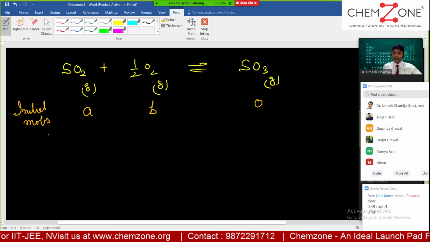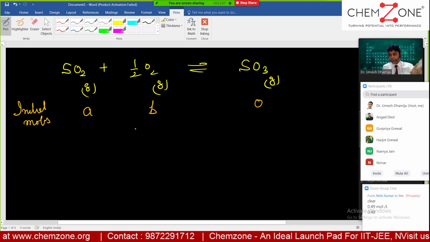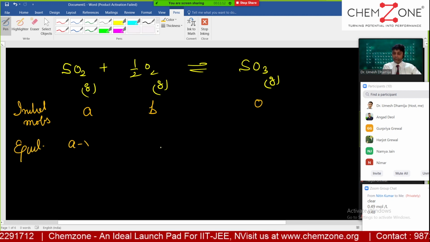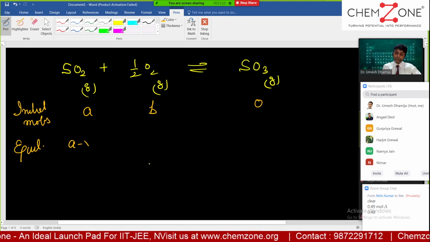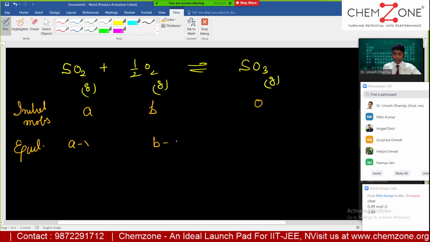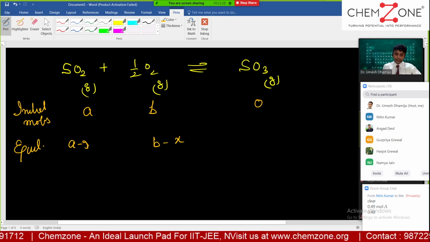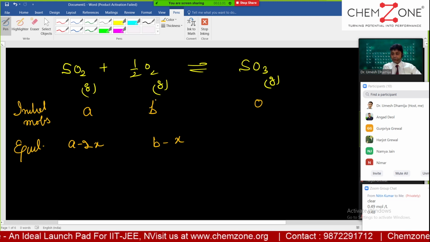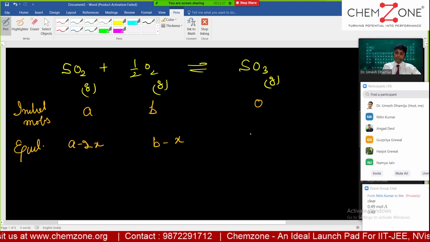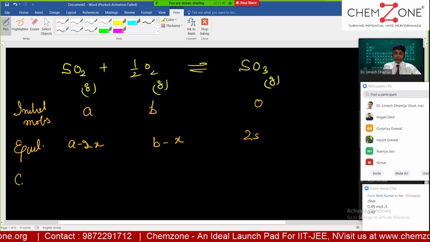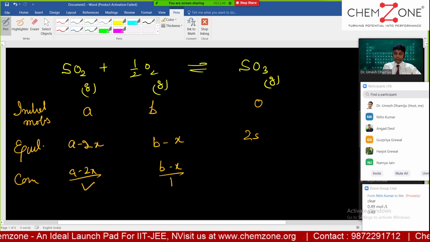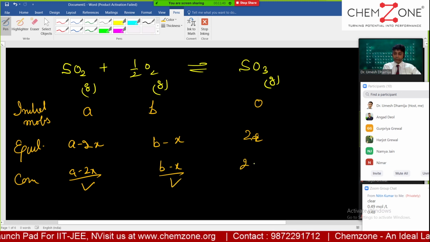Now can you tell me what should be the dissociation at the stage of equilibrium? A minus what? B minus what? Can you do something here? Sir, if we take half O2 as x, then we will take SO2 as 2x. Yes, that makes my calculation easy here. The ratio is 1:2 here. Okay, then what about my SO3? How much will it be? 2x. Very good. And now the concentration will be A minus 2x upon V, B minus x upon V, and now it is 2x upon V. Got it now?